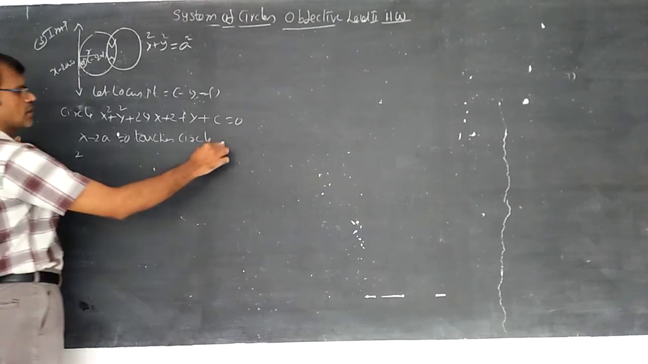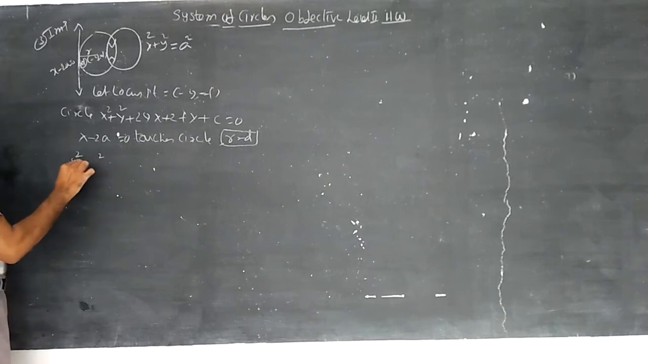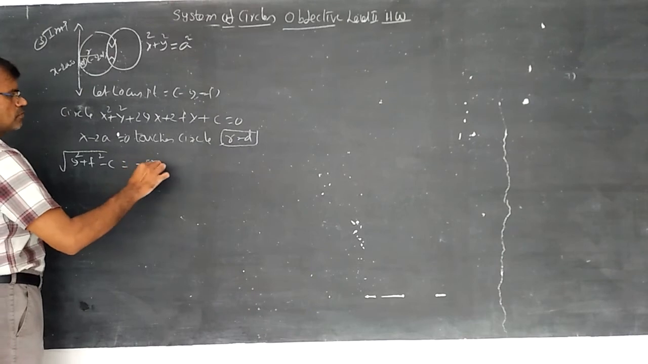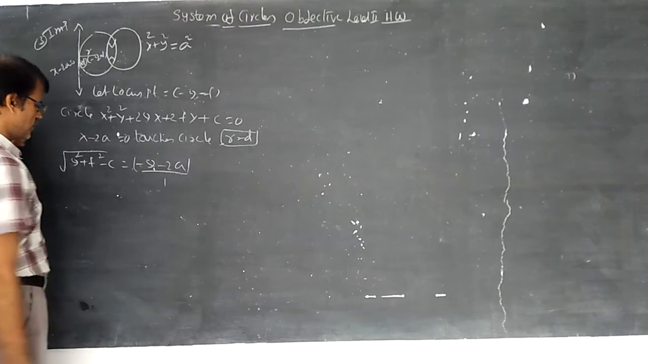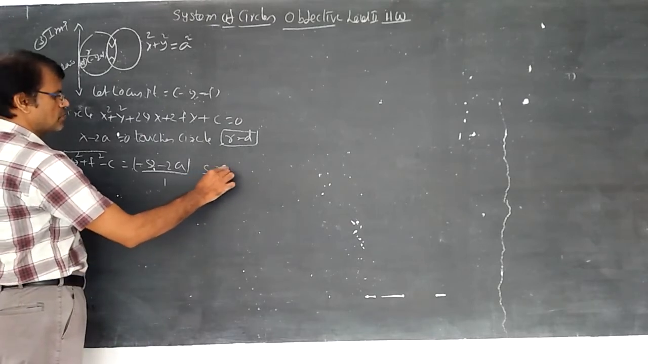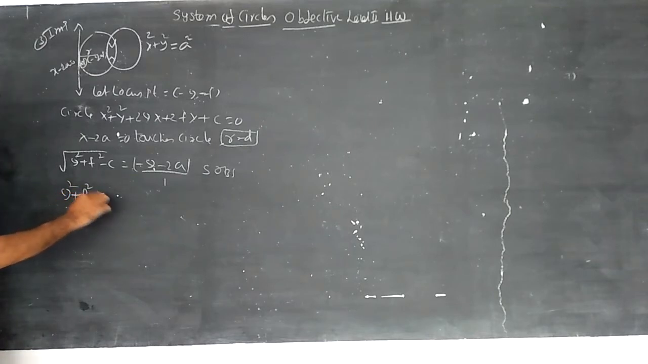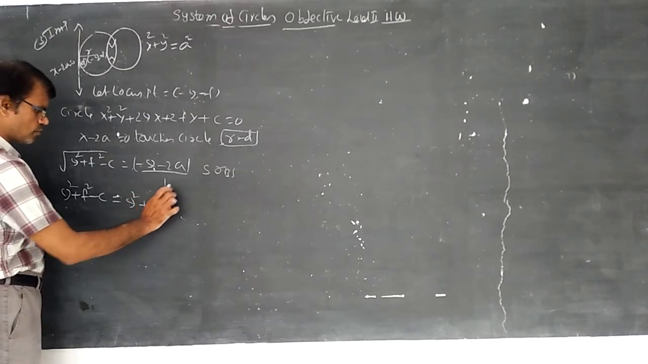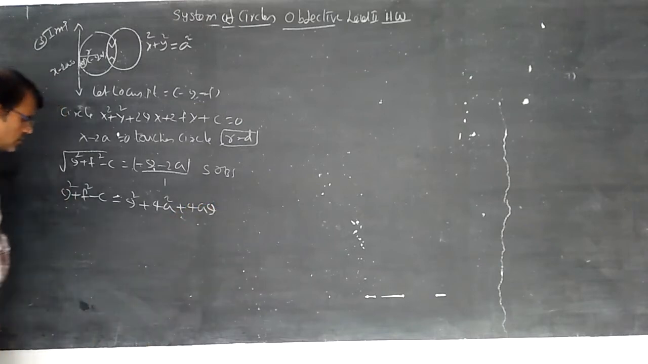So using r is equal to d. What is r? Root of g square plus f square minus c is equal to modulus of minus g minus 2a over 1. By squaring both sides, we get g square plus f square minus c is equal to g square plus 4a square plus 4ab. g square and g square will be cancelled.